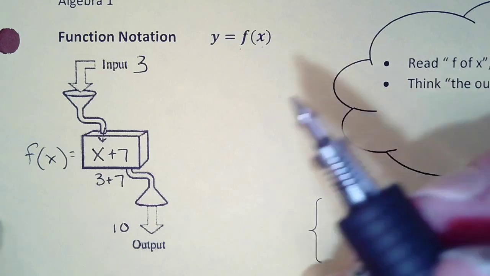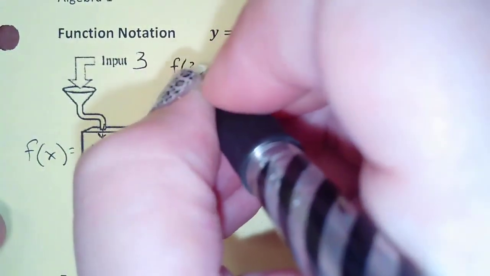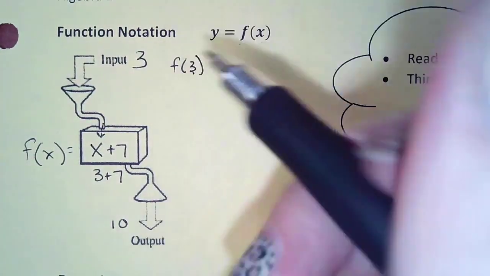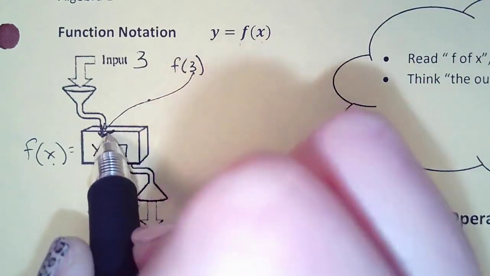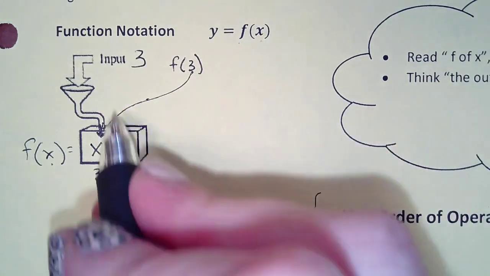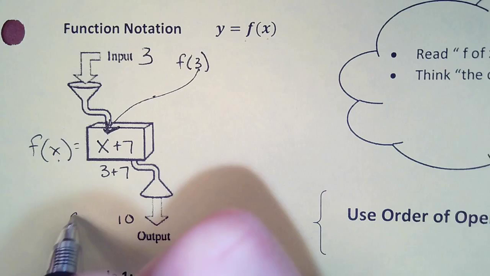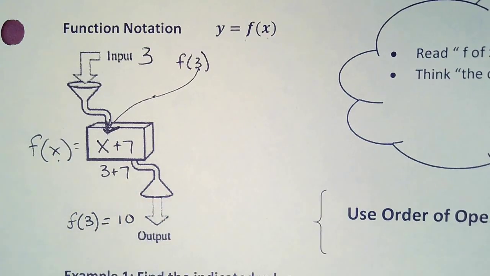Our new notation, instead of saying just plug in 3, I will put it like this: f and then the 3 in the parentheses. You can see 3 is in the same spot where the x is. So we're going to replace the x with 3. And then my output, it went through the machine and the machine pooped out 10. So I'm going to say f of 3 equals 10. If we had the y there, then we would say y equals 10.